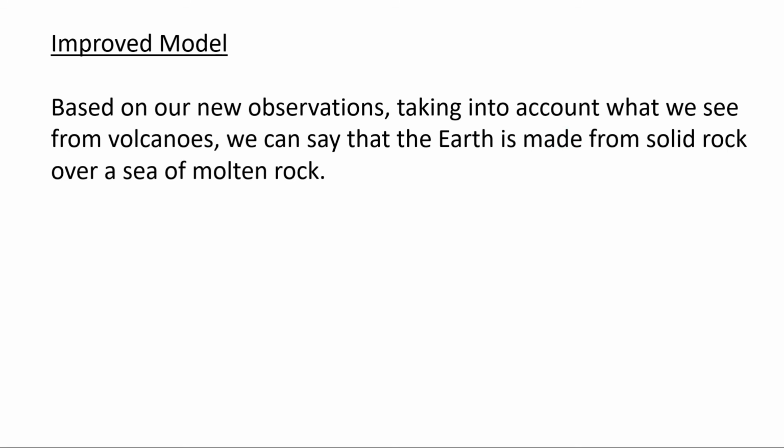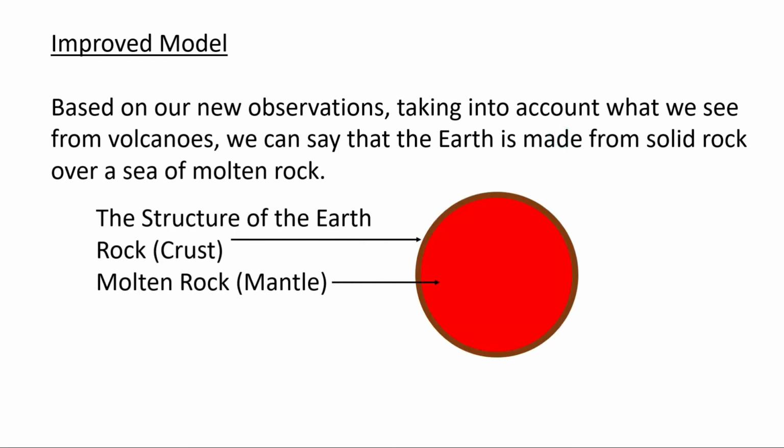So based on our new observations, our information from volcanoes, we are able to make an improved model. And we've included the molten rock. Now at this stage, because we've got two layers, we give them a name. So the solid rock on the outside is called the crust, and the molten or liquid rock on the inside we call the mantle. Can you complete your improved model?